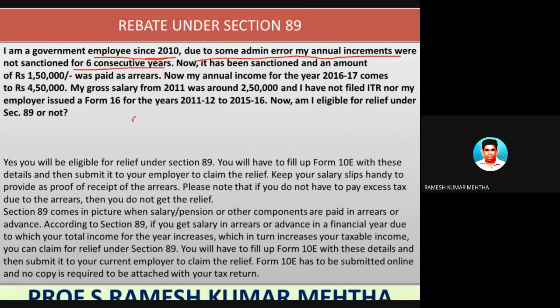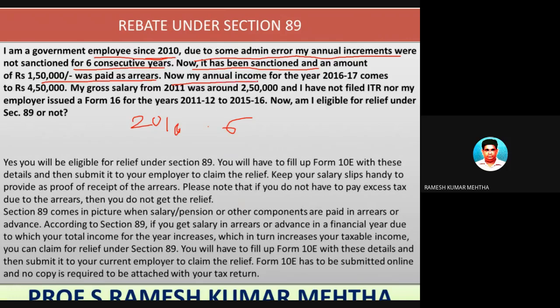For example, from 2010 he is working, but 2010, 2011, 2012, and so on, for 6 years there were no annual increments because of some technical errors committed by the concerned person. Now, in the current year, after 6 years, it has been sanctioned. The arrears of the previous years' increments were sanctioned. An amount of 1.5 lakh was received after 6 years in the current financial year.